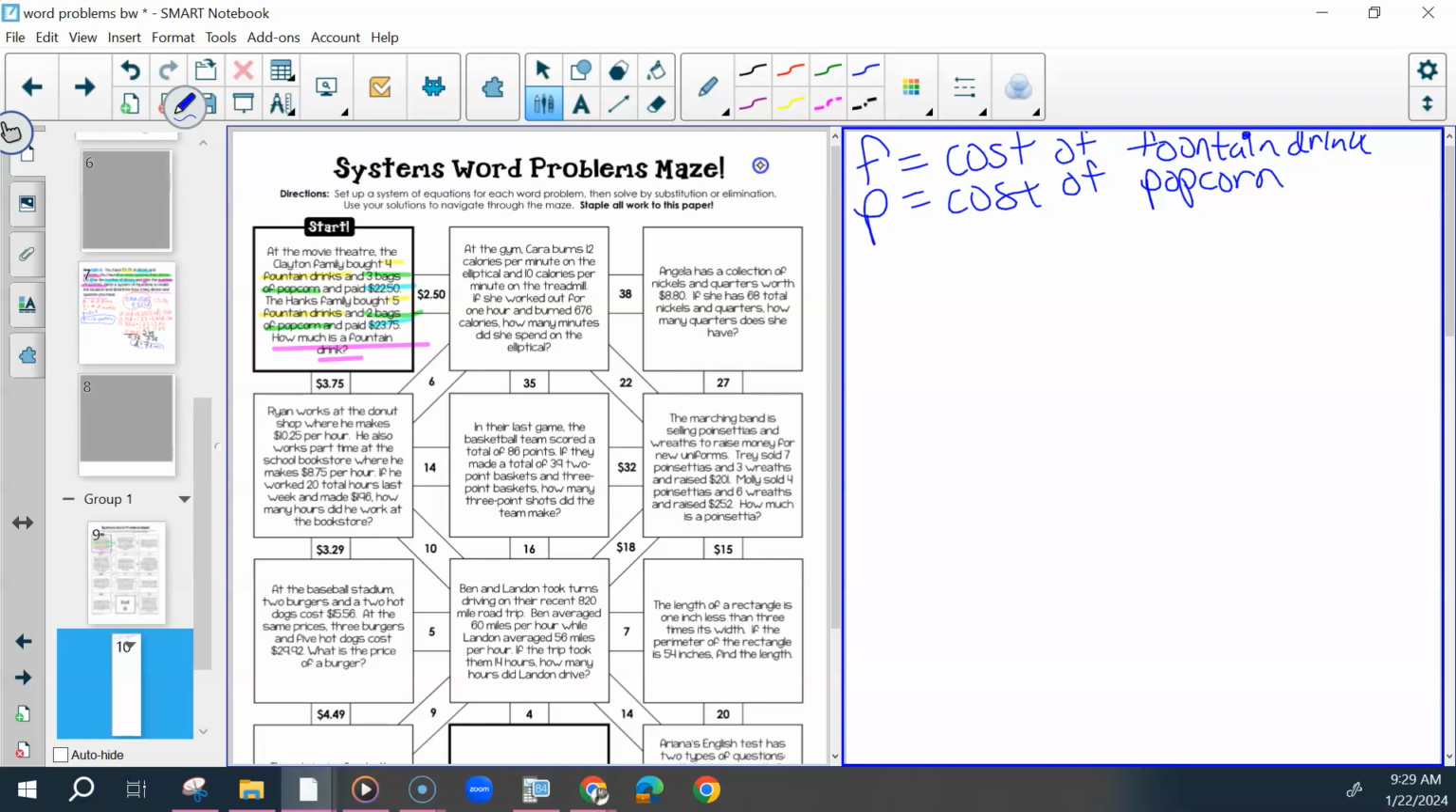In this problem, we are given 6 numbers. All 6 numbers are going to be used. We're comparing 2 different things. What would either equation look like? 4F plus 3P equals 2250. And then the other one?